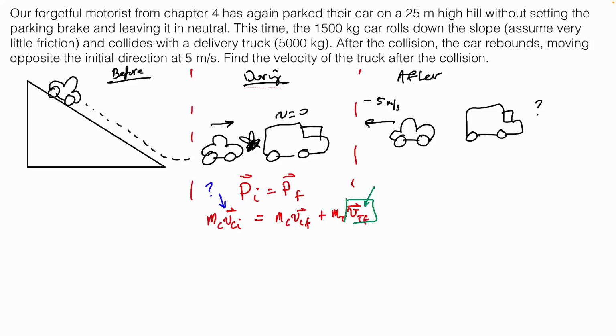Yeah? Just curious. It says parked the car, so how come we wouldn't? Well, it's parked up here, right? They parked on a 25-meter high hill. So that's 25 meters right there. Okay, and it's going to roll down. And so in this collision right here, right before they collide, I need to find the velocity.